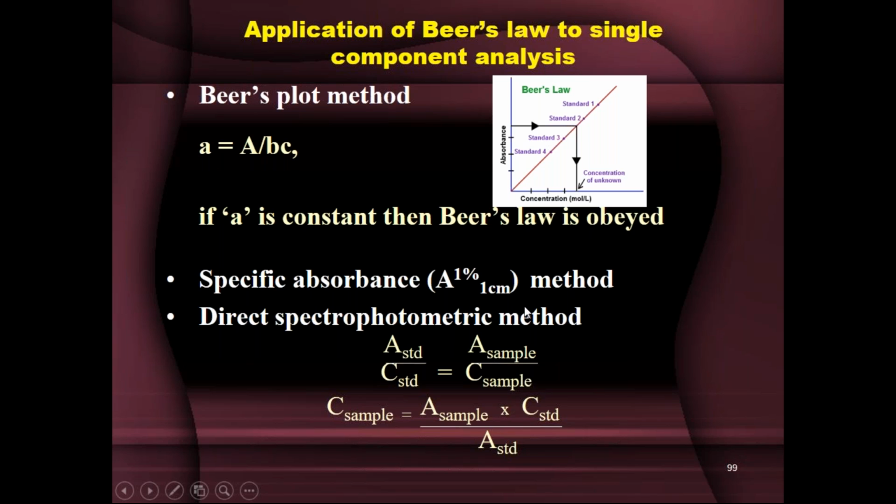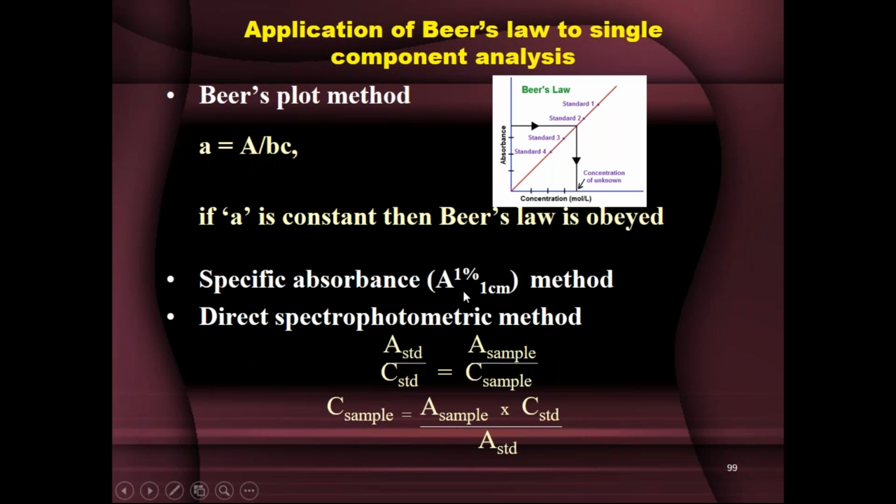So here what we are doing is we are reducing the number of steps involved. In Beer's plot, you have to make 5 standards, take the absorbance of each, construct a Beer's plot, and then prepare your sample solution, measure the absorbance, and from the graph you find out the concentration. These are the number of steps involved, more tedious. Whereas in specific absorbance, you prepare a sample solution, measure the absorbance, you know the dilution factor, you know the specific absorbance of the substance.